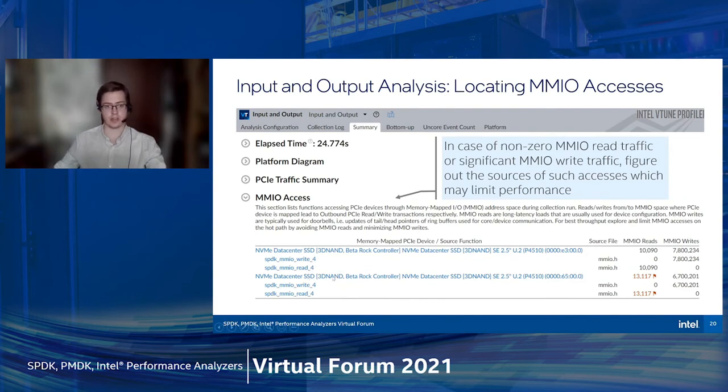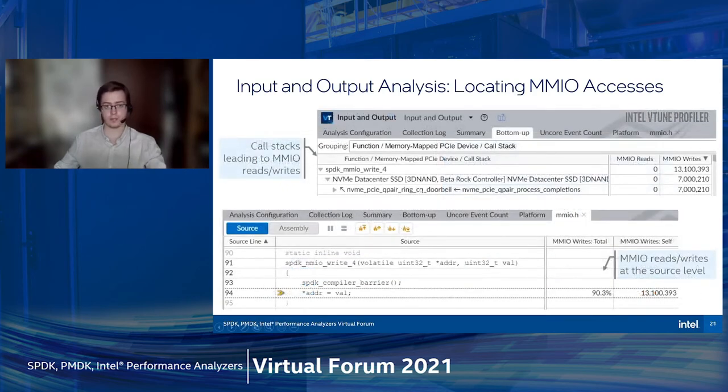So in this example, in this summary, I see that I have 2 NVMe drives. I see which functions perform MMIO reads and writes, and I see what is the source file where these functions are defined. And when I click any of these rows here, I am navigated to the bottom-up pane of the result, where I have call stacks that lead to these particular reads and writes from the device memory.